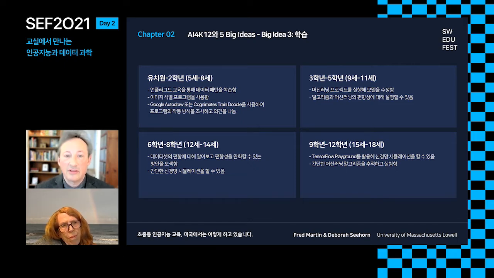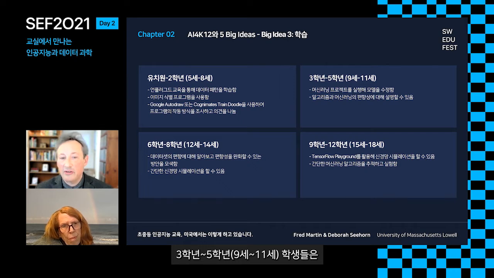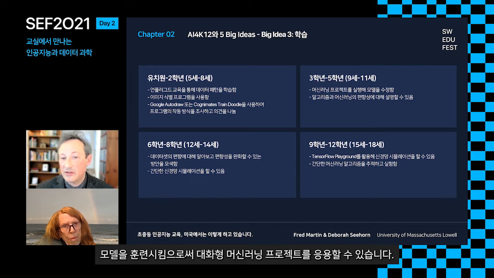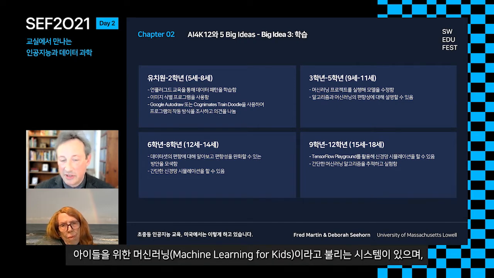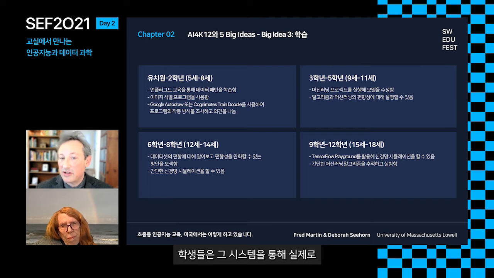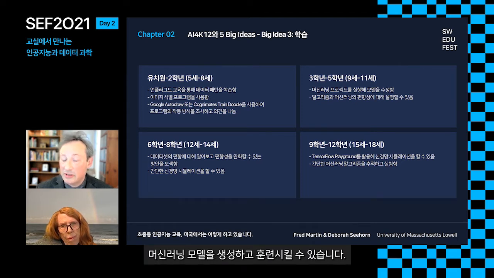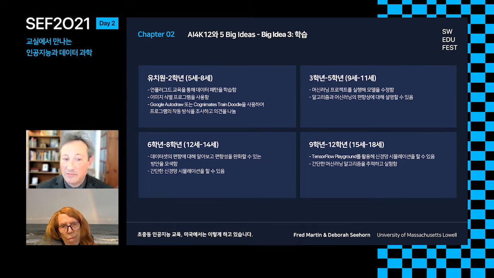of patterns. At the next grade band, grades 3 through 5, students can modify an interactive machine learning project by training its model. For example, there's a system called Machine Learning for Kids that was developed in the UK. It's based on Scratch, and it allows students to actually build and train machine learning models.